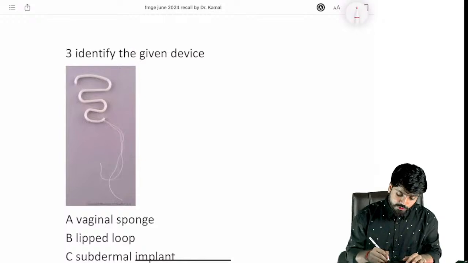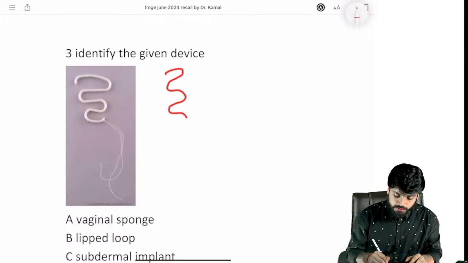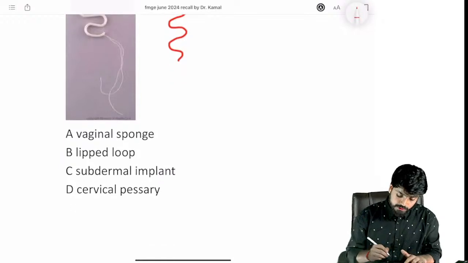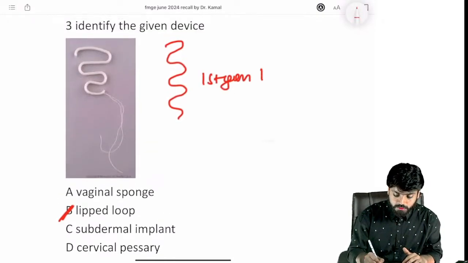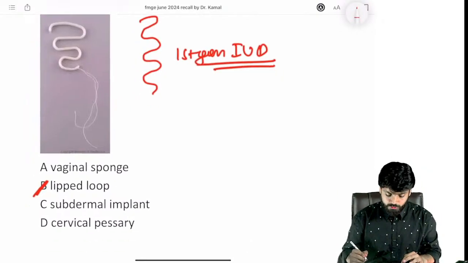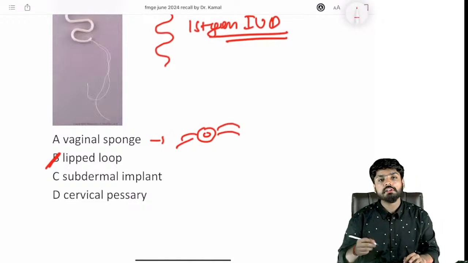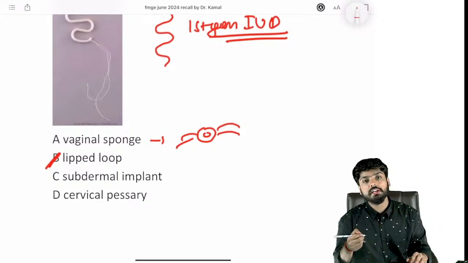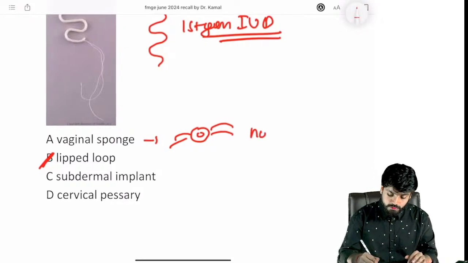Here you can see the IUD given in the choices. You can see it's like loops. It's none other than Lippes loop. It's first gen IUD. First gen IUDs are non-medicated IUDs. Vaginal sponge is usually given like this. The usual question that we get from vaginal sponge is what it contains. It contains nonoxynol 9.